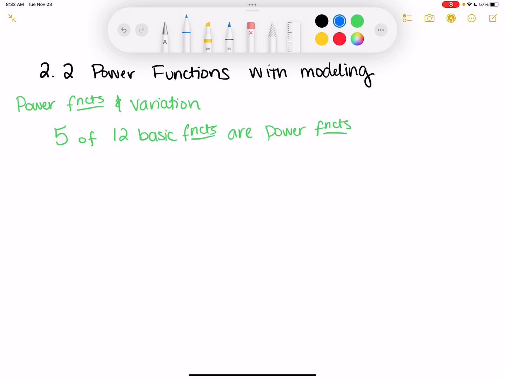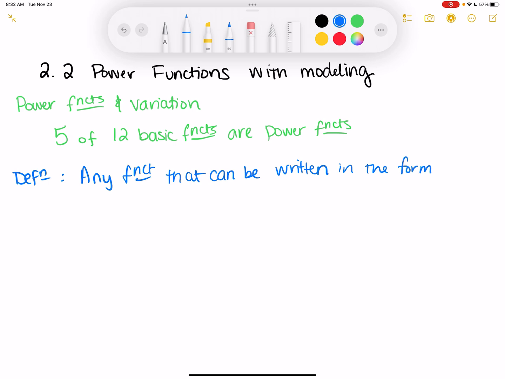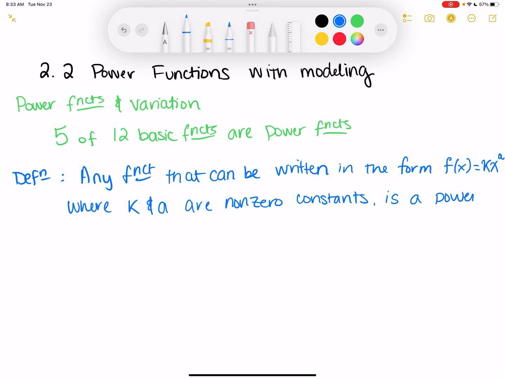Okay. So definition: any function that can be written in the form f of x is equal to k x to the a, where k and a are non-zero constants, is a power function.